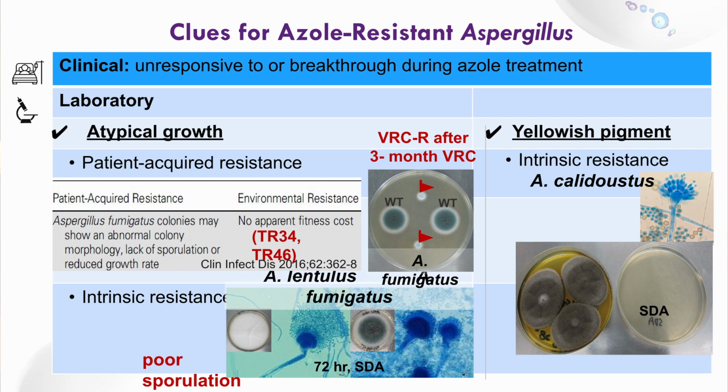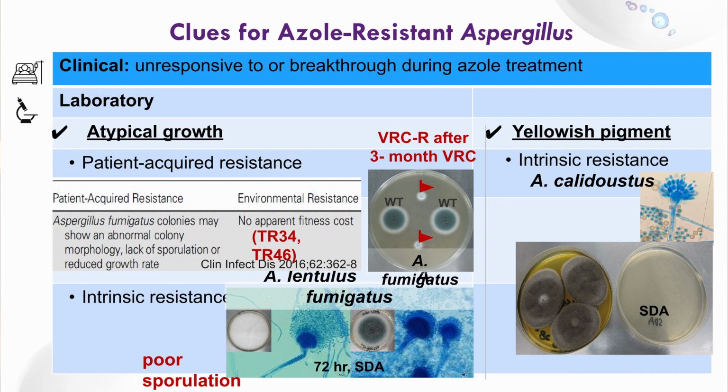For atypical growth, we can see that in azole-resistant A. fumigatus due to patient-acquired resistance, the colony will show abnormal morphology, like lack of sporulation or reduced growth rate. For example, these two voriconazole-resistant isolates were recovered from a patient receiving voriconazole for 3 months. The growth rate and sporulation of the resistant isolate have apparently reduced, giving the colony a whitish and small appearance. So this typical appearance would be a hint for patient-acquired resistance.